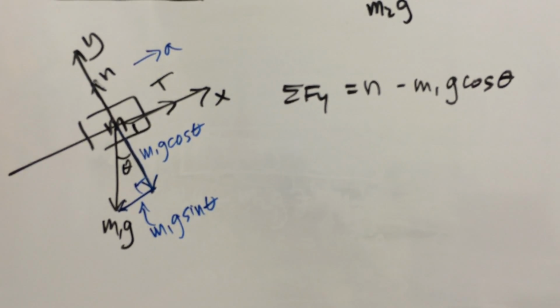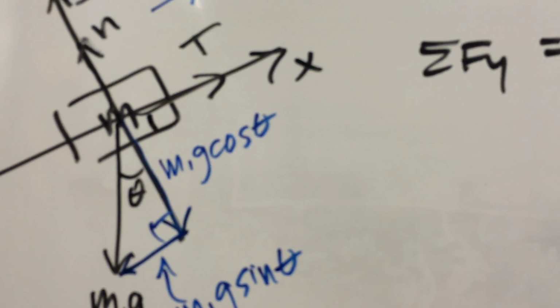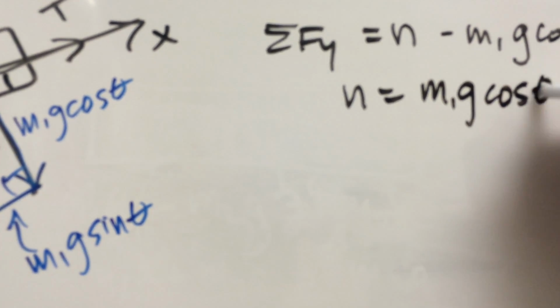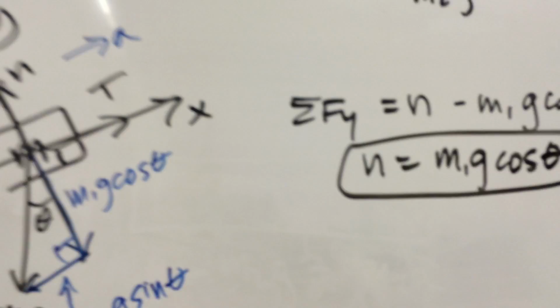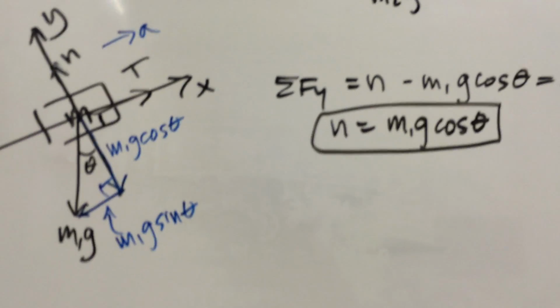m1g cosine theta equals 0, because there's no acceleration along that direction. And that indicates the following: N is equal to m1g cosine theta. Okay? No big deal there. We don't have to worry about that so much, not in this case, at least.